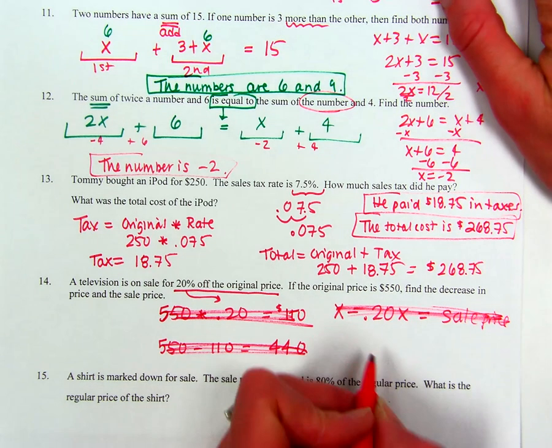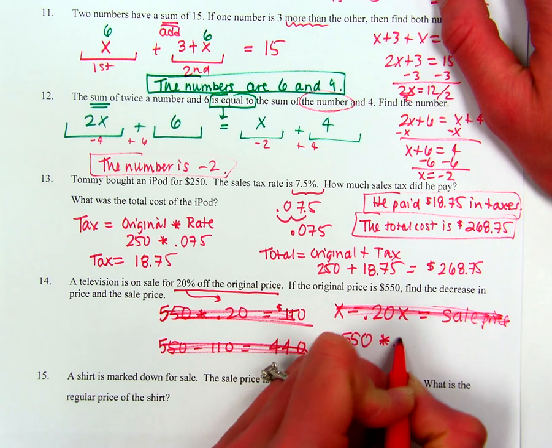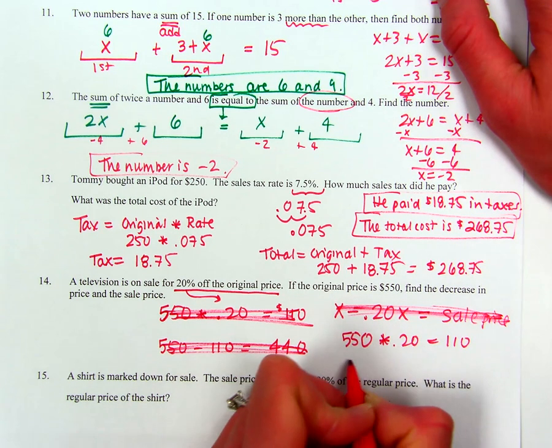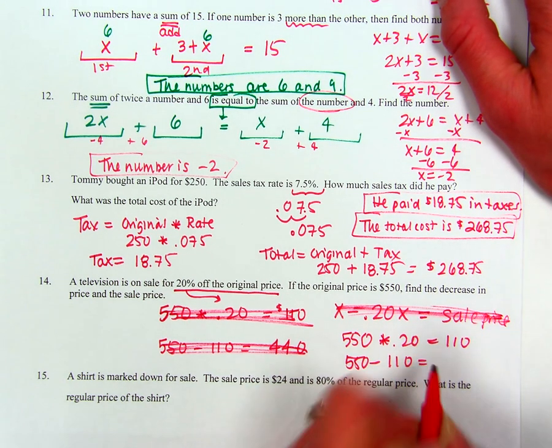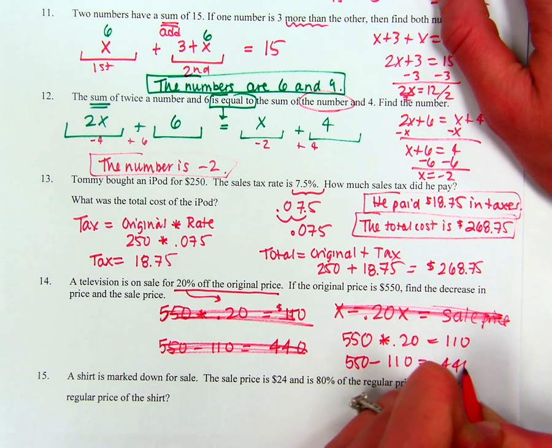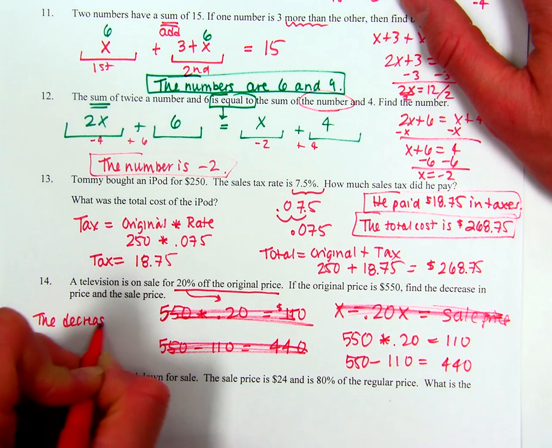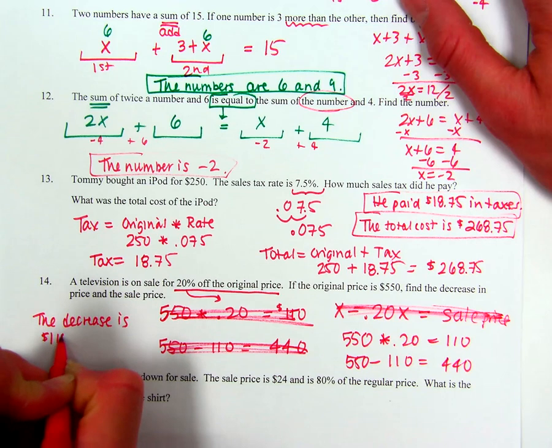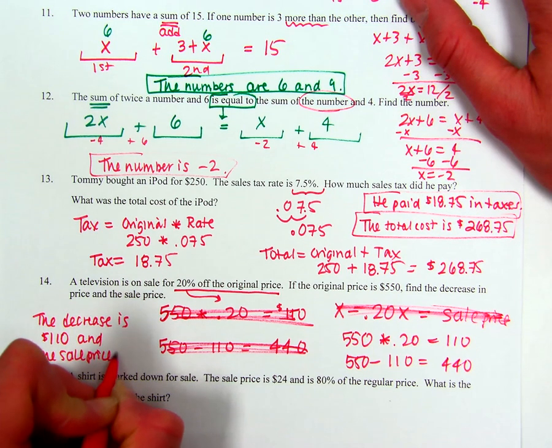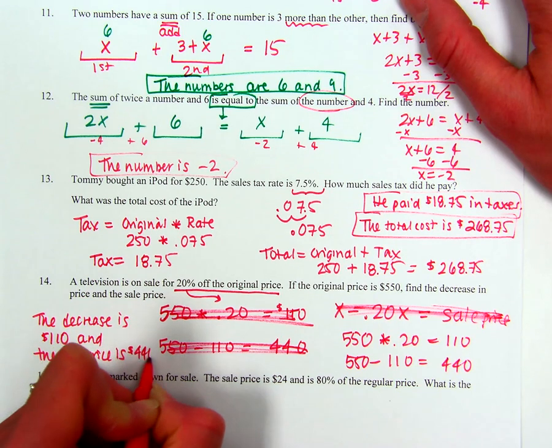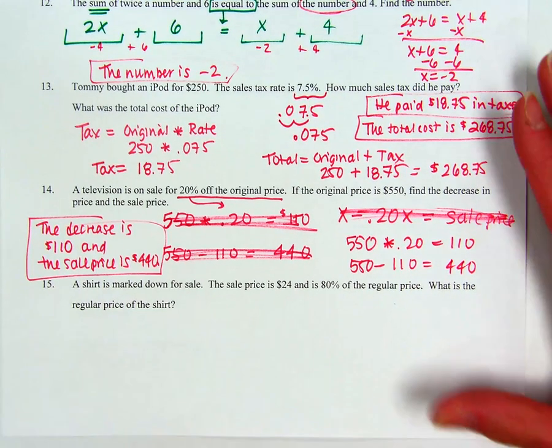Never mind. All right, so 550 times 0.20, that gives us 110. And then 550 minus 110 equals 440. Okay, so let's do that again. The decrease is $110, and the sale price is $440. All right, last problem. Sorry for the confusion.